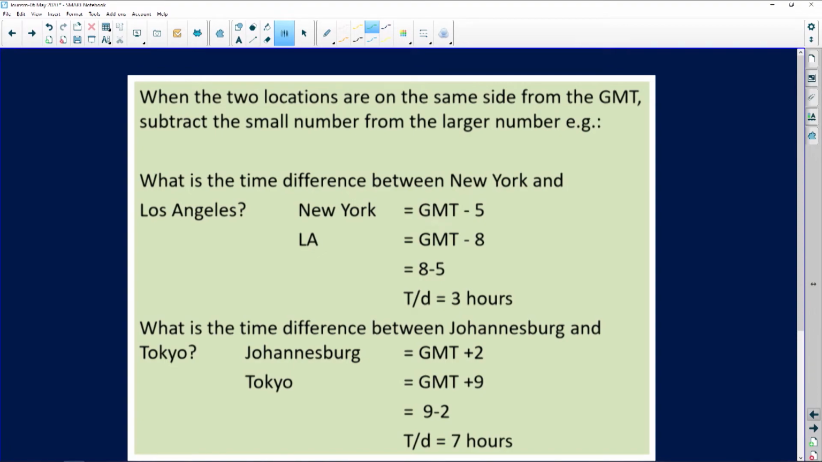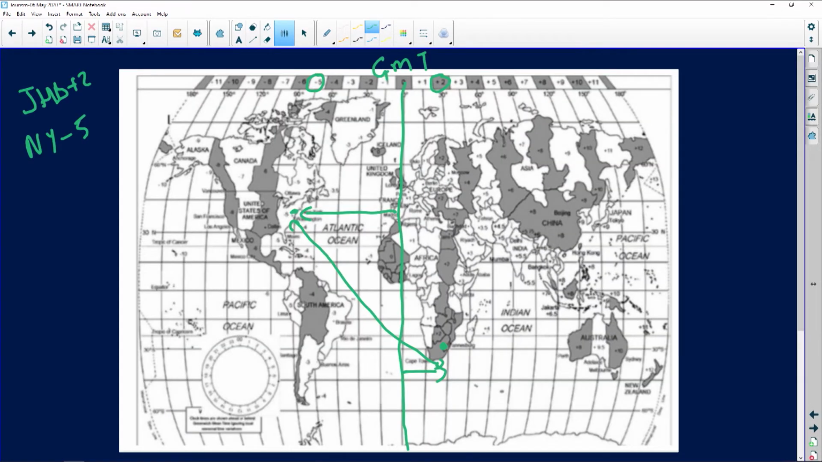Another question. When the two locations are on the same side from the GMT, we have to subtract. All right? We subtract the small number from the larger number. Now here's an example. What is the time difference between New York and Los Angeles? So the two locations given there, again, there has to be two locations for a time difference, are New York and Los Angeles. All right, so let's go back to our map and have a look at those two locations.